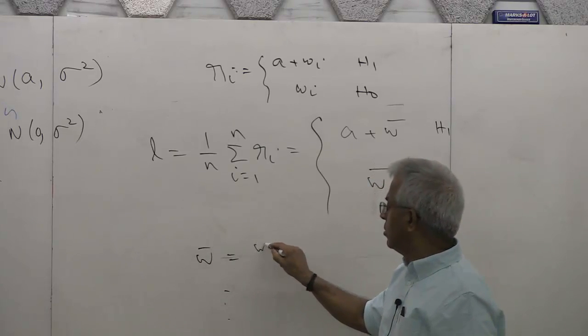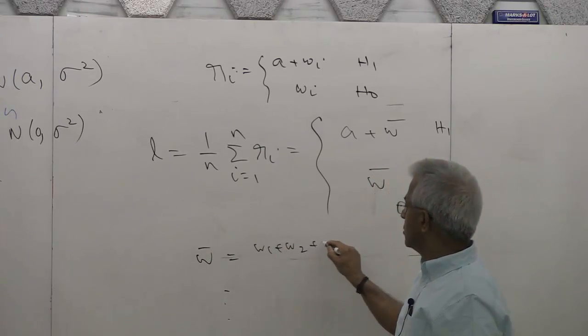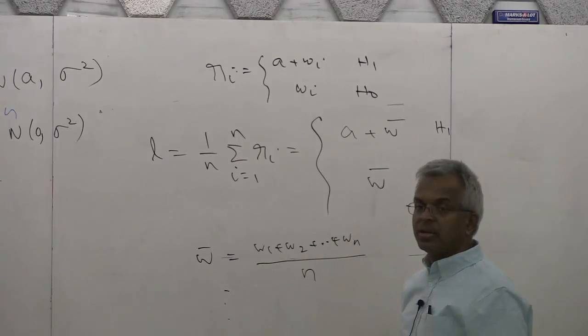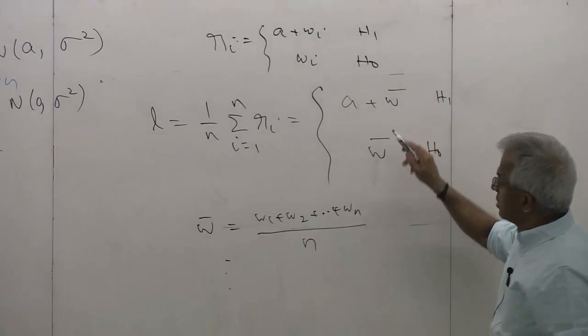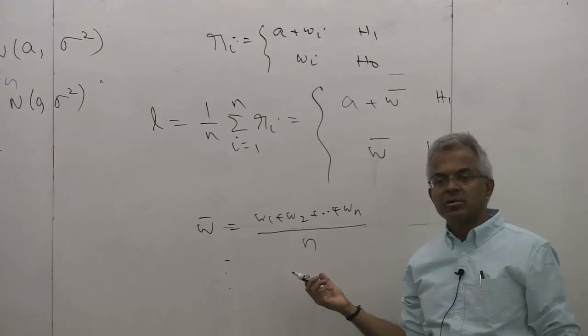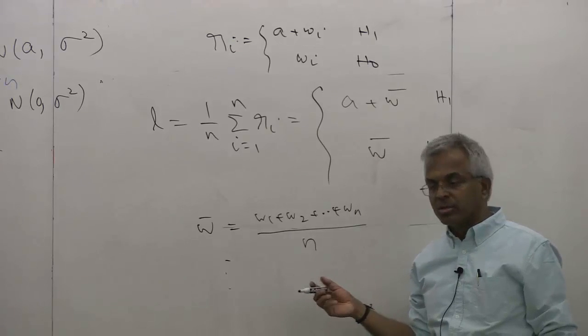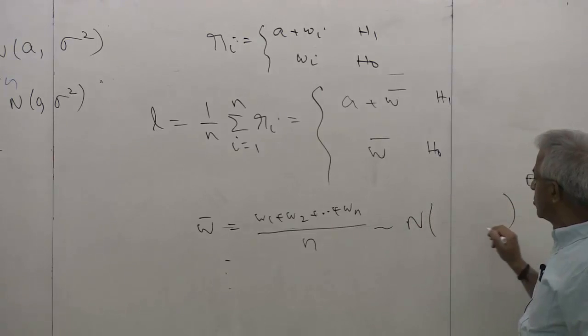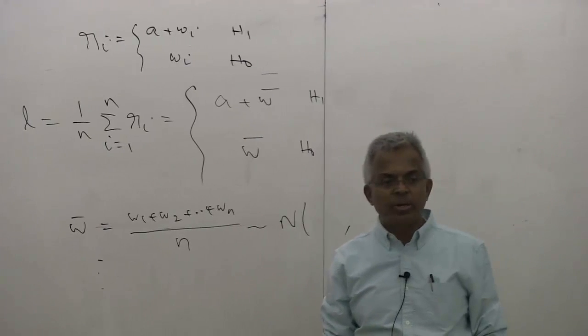What is W bar? W bar is W1 plus up to Wn, over n. Again, probability. So you see, if you add a bunch of independent Gaussian random variables, what do you get? Gaussian. So the next question is, what is the mean and variance of that Gaussian random variable? Anybody?